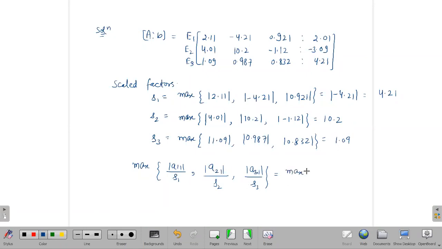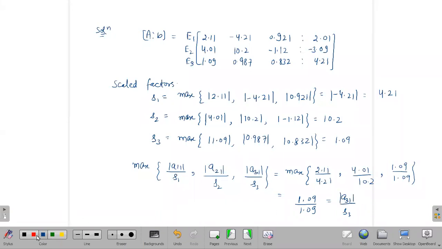So maximum of 2.11 divided by 4.21, 4.01 divided by 10.2, 1.09 divided by 1.09, which is maximum. This is less than 1, this is less than 1, this is exactly equal to 1, so 1.09 by 1.09 is the maximum element. This is A31 by S3.